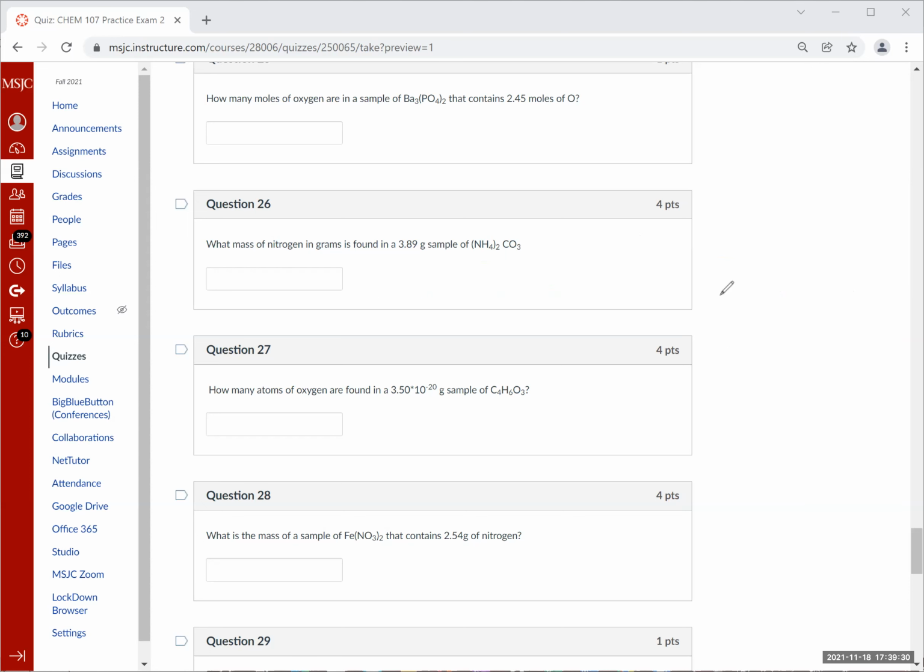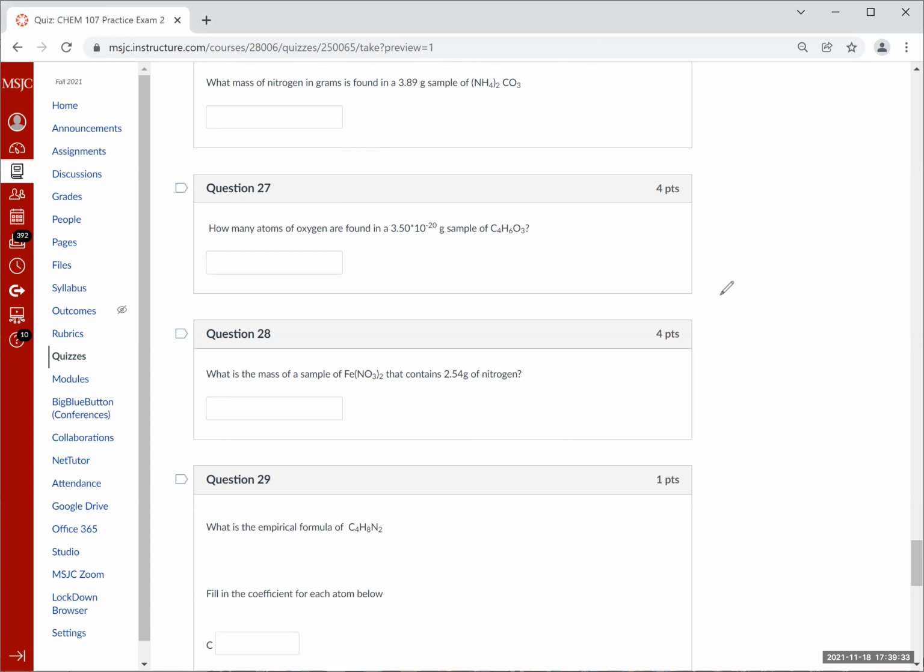Okay, let's look at another problem in the series. In this case, we're asked how many atoms of oxygen are found in a 3.50 times 10 to the negative 20th gram sample of some oxidized hydrocarbon. So we're starting off with the grams of C4H6O3. We're then going to try to go to the moles of C4H6O3. Then we can go to the moles of oxygen, and then from the moles of oxygen, we can calculate the atoms of oxygen.